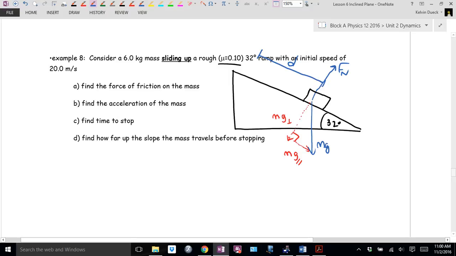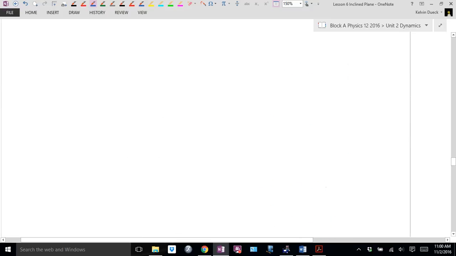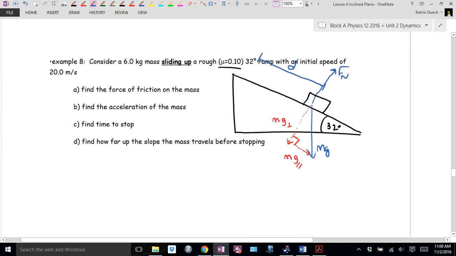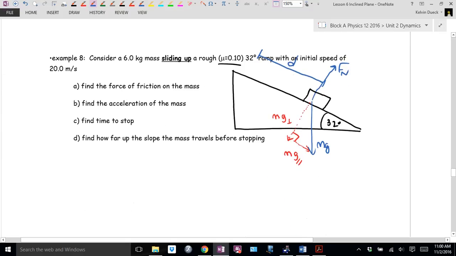What else? Is there friction? Which way? Wait a minute. Shouldn't friction be up the ramp? Why would it be down the ramp? Ah! The block is moving up the ramp, and friction always acts in the opposite direction of motion. So, friction.